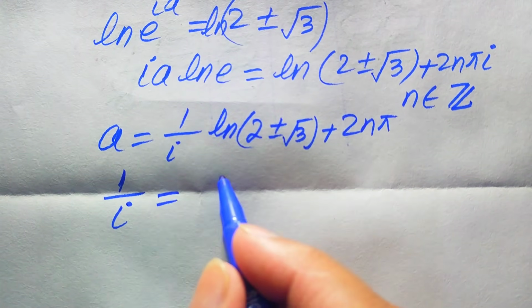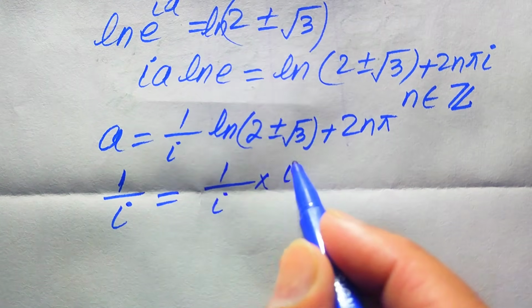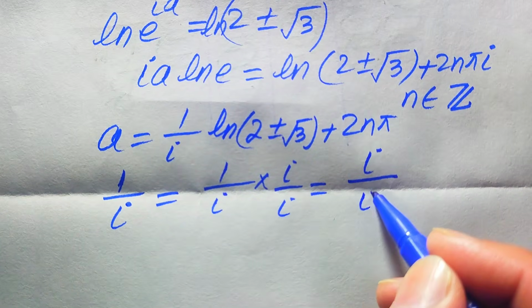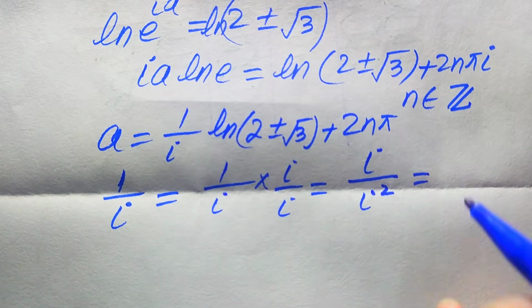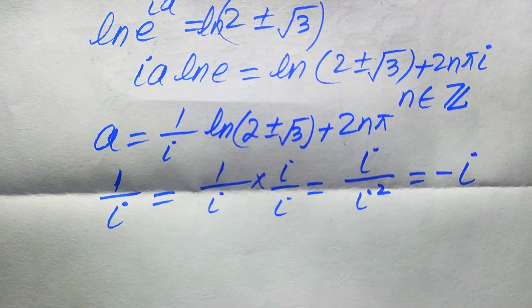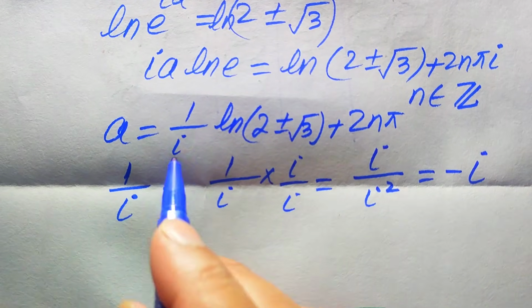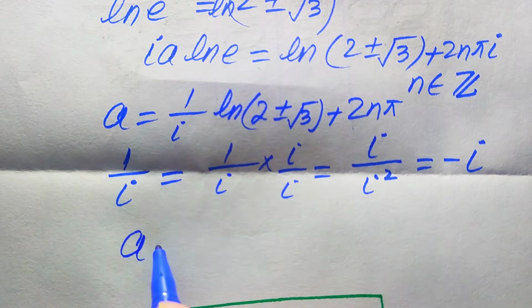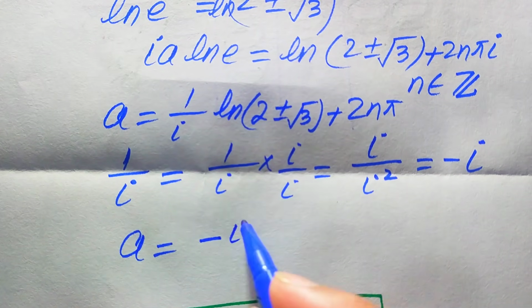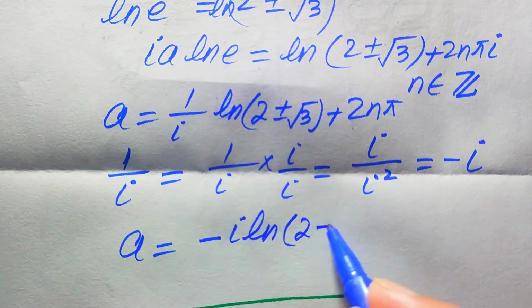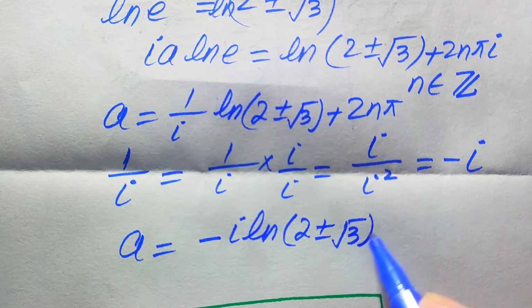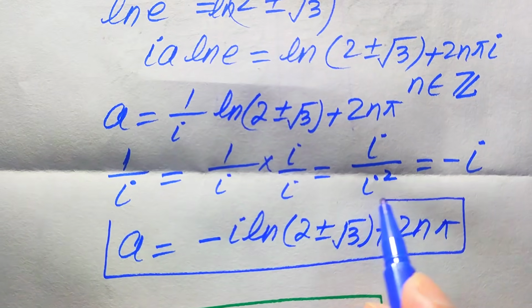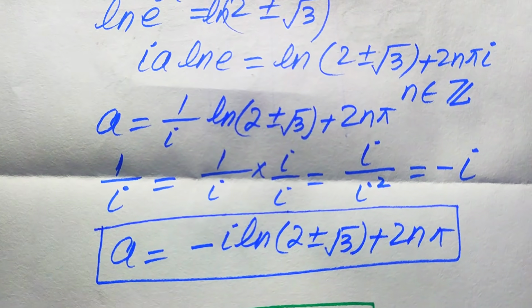You know that 1 over iota equals, we rationalize this term and multiply and divide by iota here, and we get iota over iota times iota, which becomes iota squared, and we know that iota squared equals minus 1, and we obtain minus iota. It means that 1 over iota equals minus iota. So we replace this value here, and we easily get the value of a equals minus iota times log of 2 plus minus square root of 3 plus 2n pi. This is the final complex solution of the given equation, and this is the final answer.